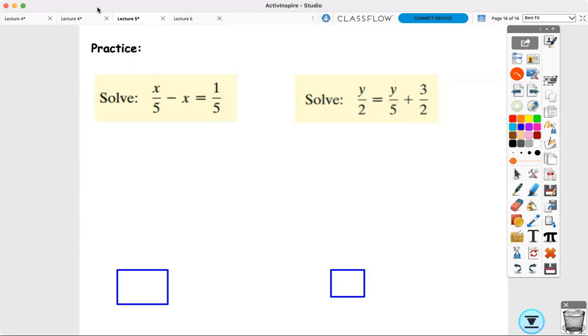Alright, guys, that was the timer. Okay, so for the first one. So for the first equation, what did y'all get for the LCD? 5, correct? You did get the LCD is 5. So let's go ahead and multiply it out, right?